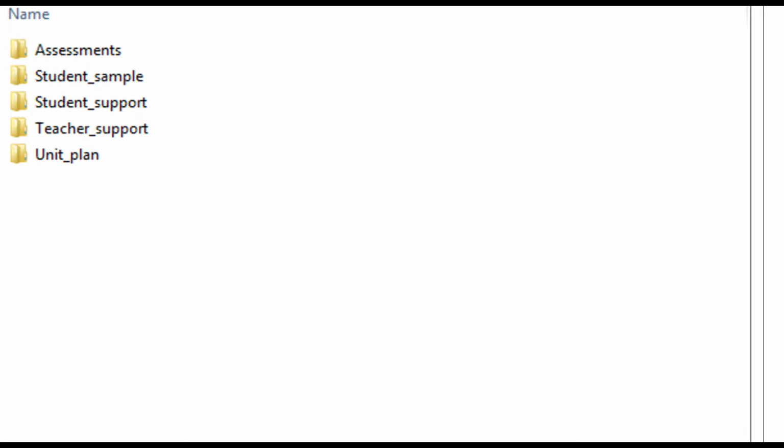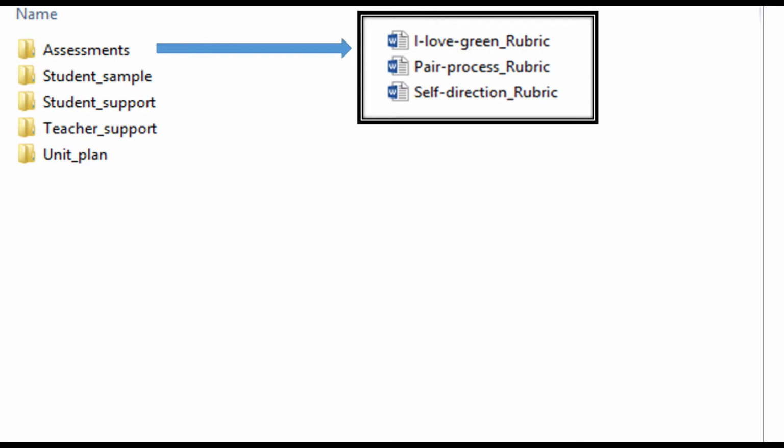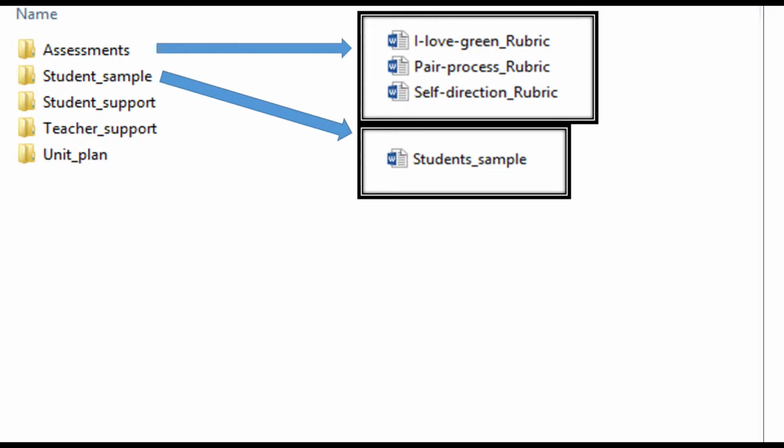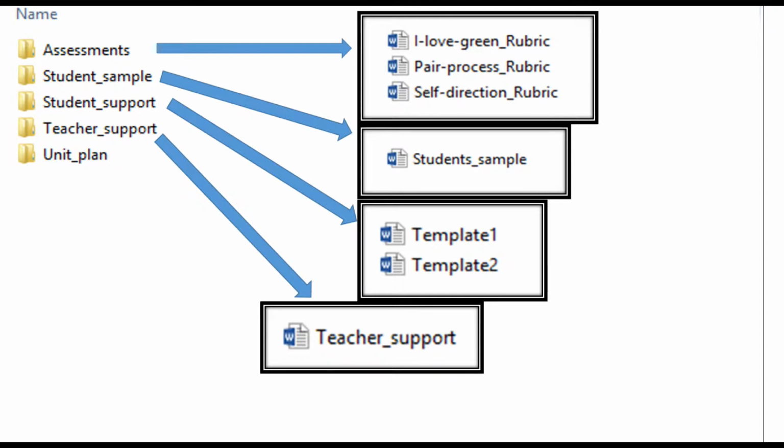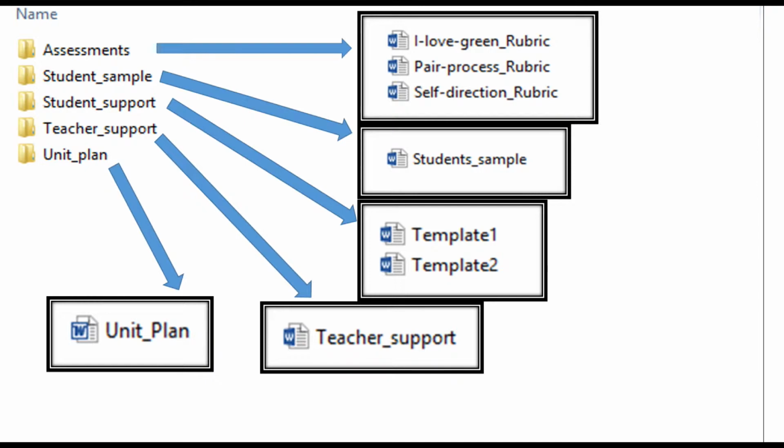In my portfolio, there are 5 folders. The first one is the Assessments folder. It contains product rubric for pair process and for self-direction. The second is the Student Sample folder. I provide them with an actual product. The Student Support folder has the documents of guideline for the project. There are some notes for teachers in the Teachers Board folder. And finally is the very important folder, which contains the unit plan.